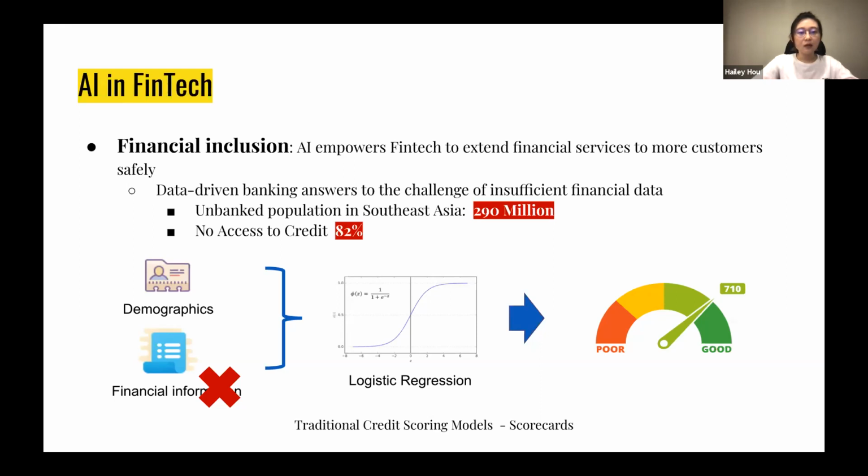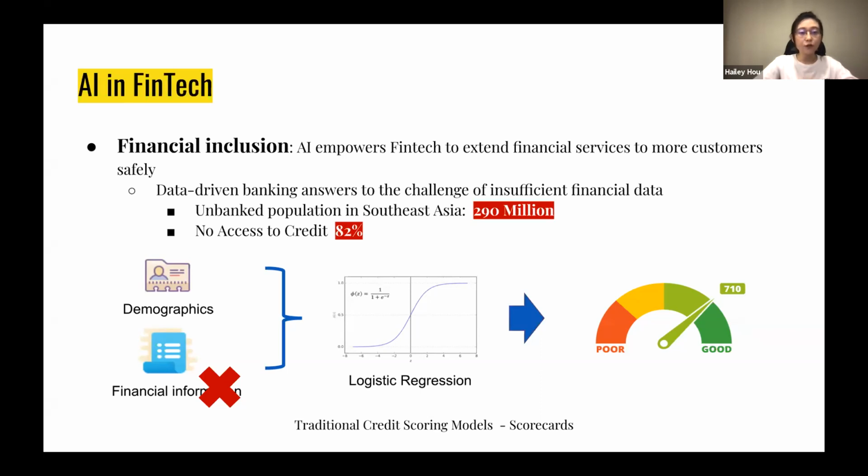However, there are many unbanked people in Southeast Asia. In fact, there are 290 million people who are unbanked. They don't have any bank account. They don't even own a bank account or credit card. You don't have any history on this. You don't have any financial information about them. They probably can't even provide pay slips because they are paid in cash. They have no access to credit.